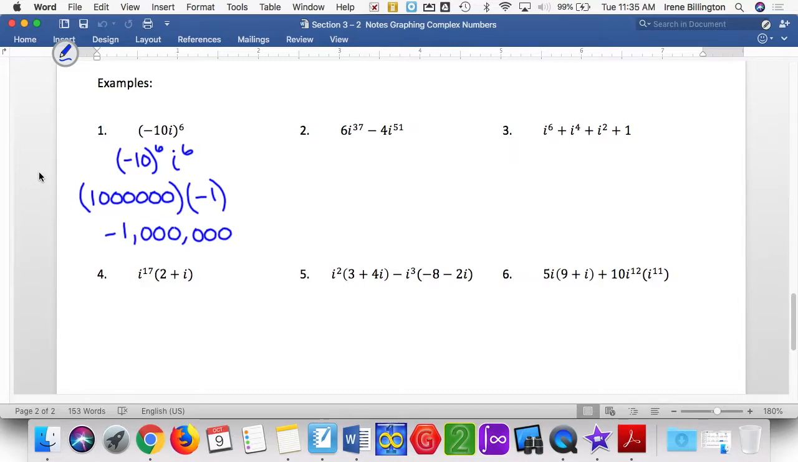For example 2, we are taking 6 times i to the 37th minus 4 times i to the 51st. So I need to, for my step 1, figure out what is i to the 37th simplified. So take 37 and divide it by 4, and what do you get? When you take 37 and divide it by 4, what do you get?